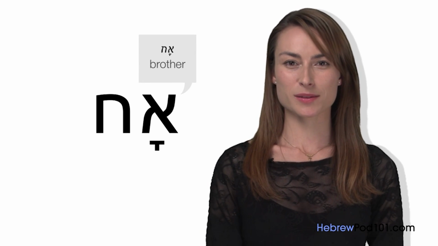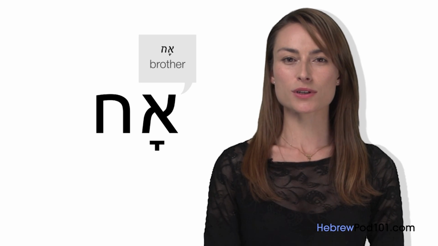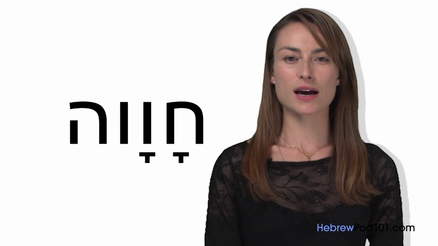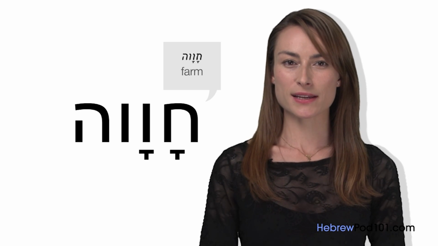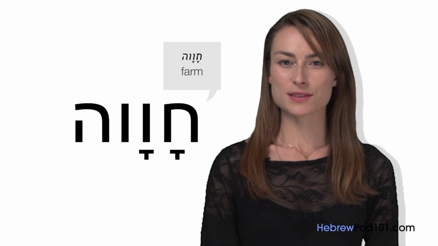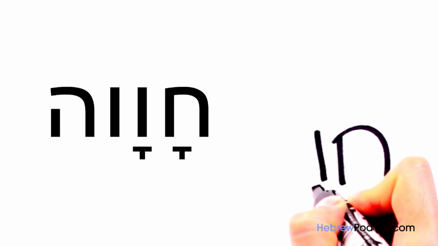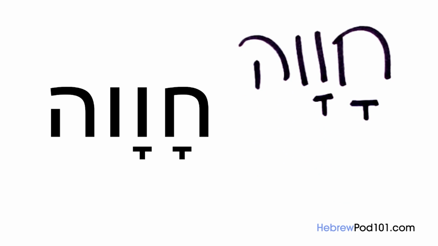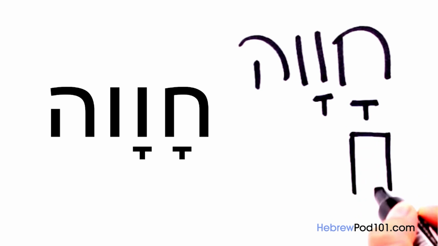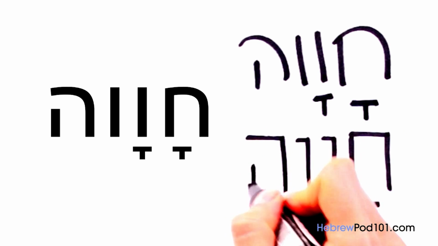Ach is a brother in Hebrew. Ach. The pronunciation is important. Try to pronounce it more glottally from your throat. Chava is a farm. Chava. Here the handwriting and the print versions are almost the same. Let's write them. Chava. In print, Chava.